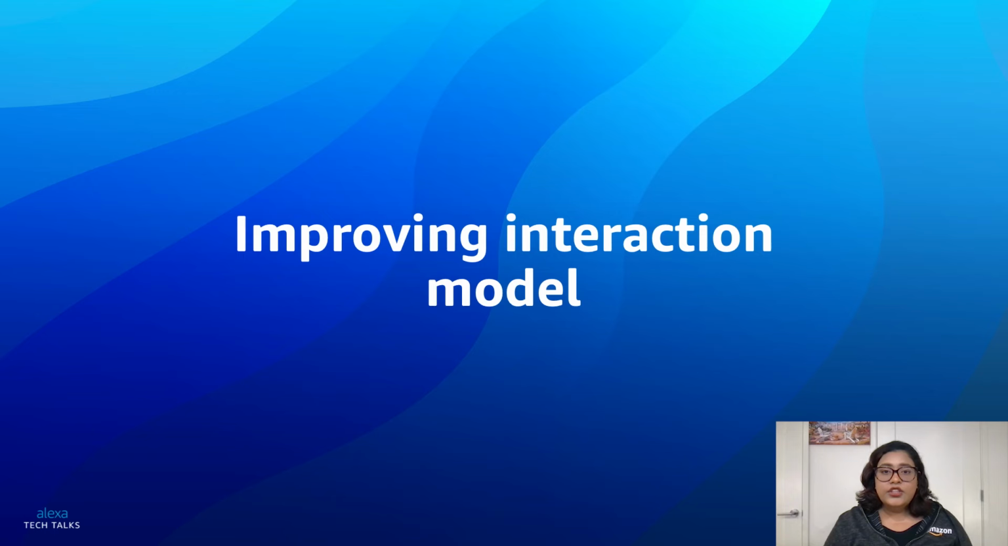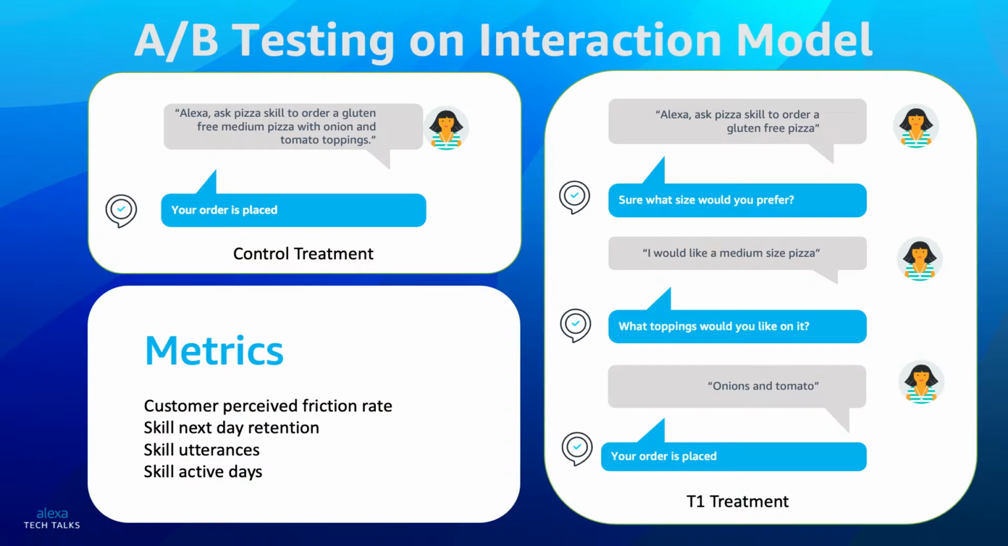Let's look at a use case where we have a new version of a skill with new intents supported. Changing interaction model or adding new intents to serve them can be used to revamp a skill or allow customers new ways to interact with it. In this use case, we have a pizza ordering skill. Say you currently support an intent to order in a single go. Something like, Alexa, ask pizza skill to order a gluten-free medium pizza with onion and tomato toppings. That's a bit of a tongue twister.